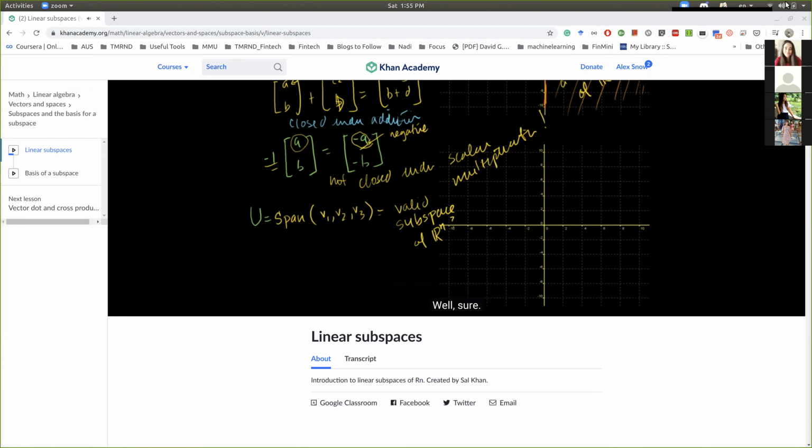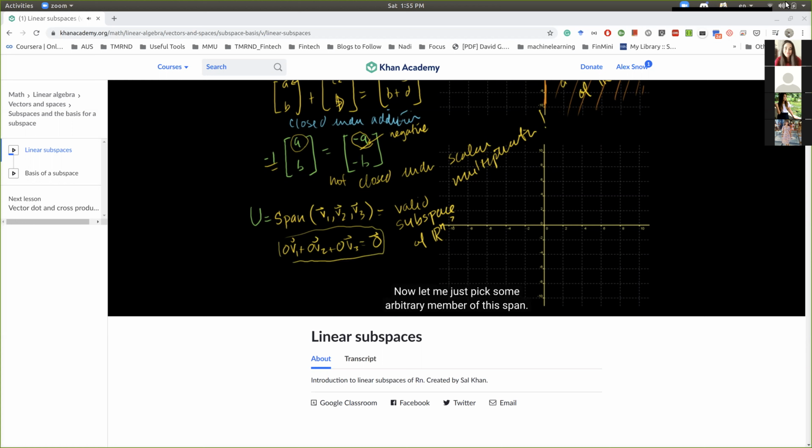Well, sure, if we just multiply all of these times 0, so if we just say 0 times v1 plus 0 times v2, these are all vectors, I didn't write them bold, plus 0 times v3, we get the 0 vector, right? Everything just is zeroed out. So it definitely contains the 0 vector. This is a linear combination of those 3 vectors, so it's included in the span.